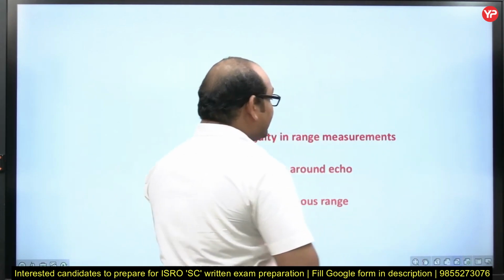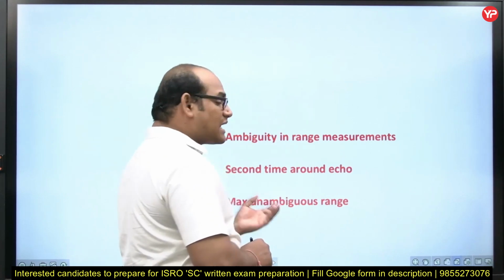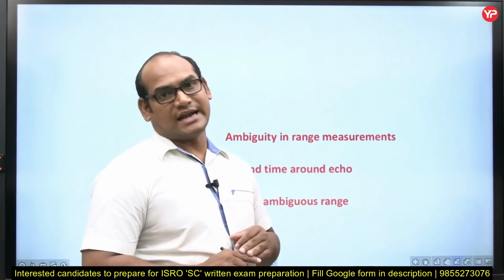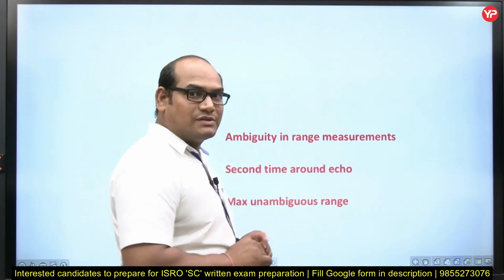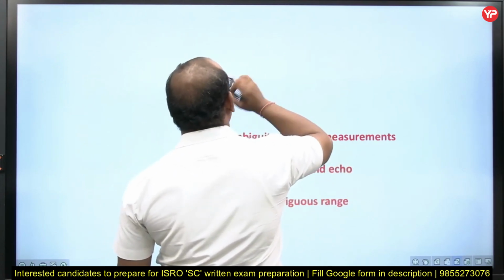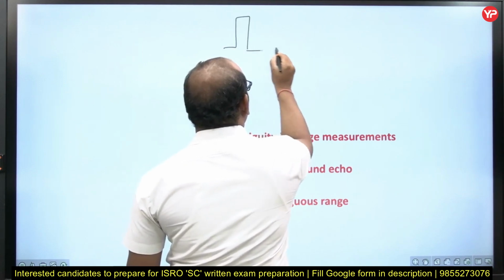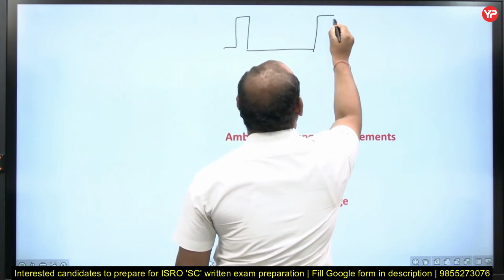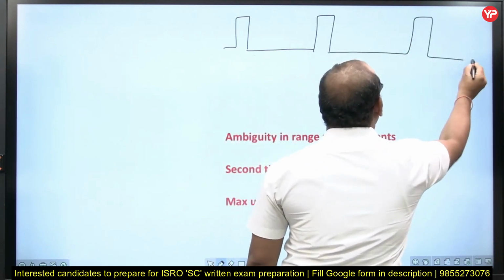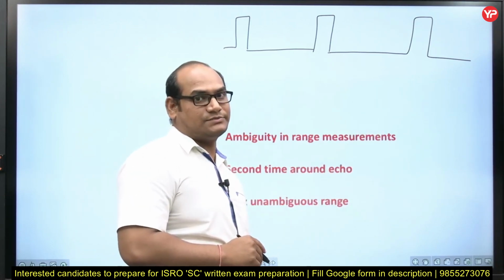Next, ambiguity in range measurements: second time around echo, maximum unambiguous range. This is certain terminology we are going to use in radars. So what is this? We have to see. For the criteria I explained in the calculation of the distance, this is the extension. This is the first pulse of the transmitted signal, this is the second pulse, this is the third pulse. Like this, a series of pulses we are transmitting from the radar towards the target.